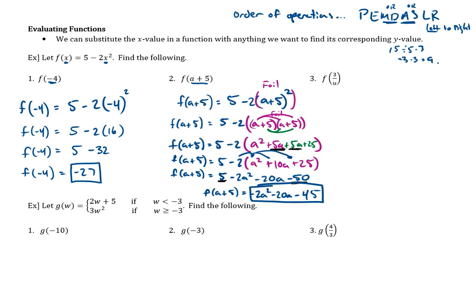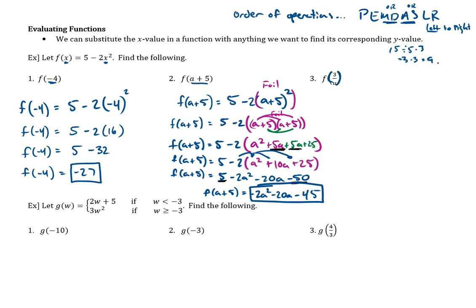Okay, so the order of operations really becomes key. These types of problems, evaluating functions, become an order of operations problem. Just remember, if you ever have parentheses being squared, if there's a plus or minus inside, make sure to do the foiling. Okay, so that's what made this problem a little worse.